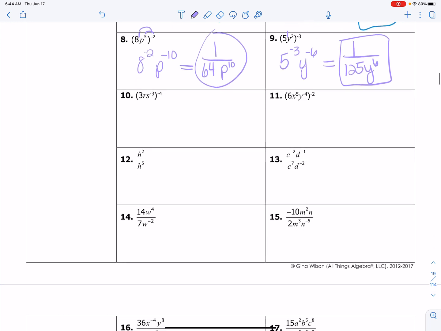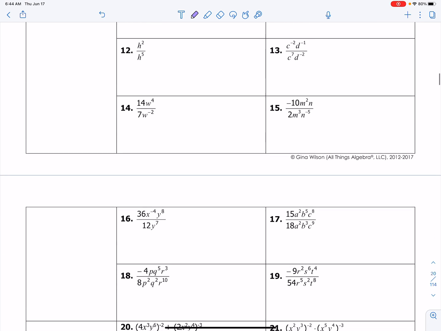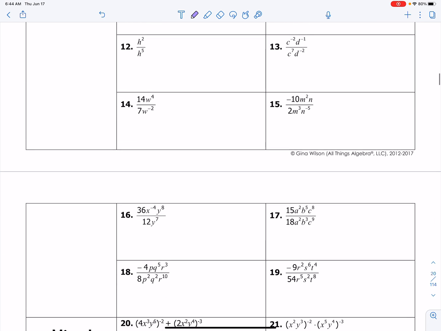Okay, so then we're going to jump down to number 12. On this one, I just look at it this way. I have 2 h's on the top, and I have 5 h's on the bottom. 2 of these will cancel, but my leftover h's are on the bottom, so it's 1 over h to the 3rd. So I just take these numbers and I subtract, and then once I subtract, I just leave it where the bigger one is.